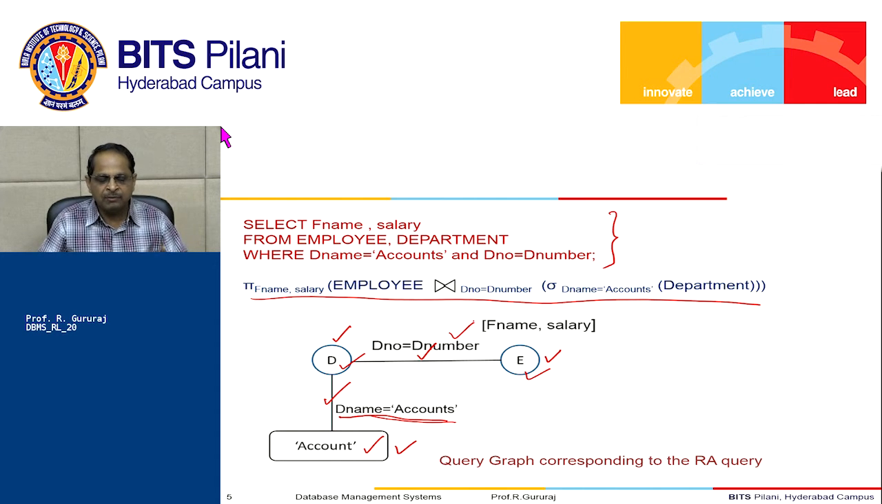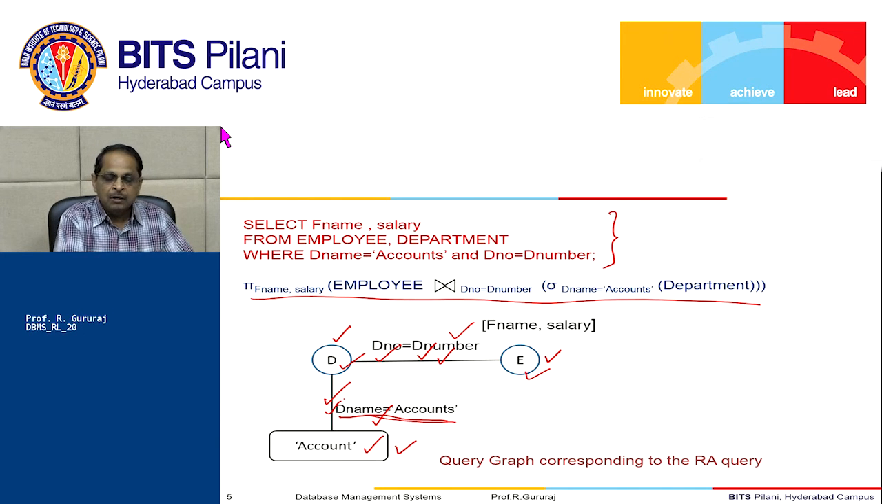Of course, one drawback with this is you don't know whether this selection is applied first or join is applied first. Hence, the ordering of the operations, execution of these operations or sequencing of operations is not clear or not indicated in query graph. That is one drawback. You don't know whether this is first or this operation is first.